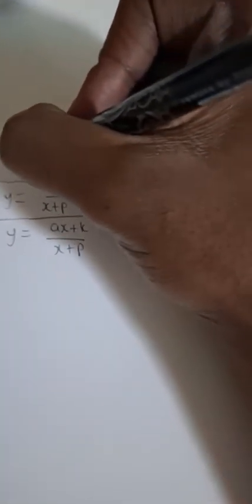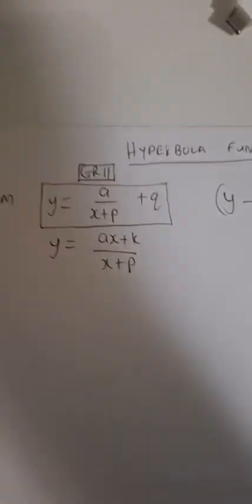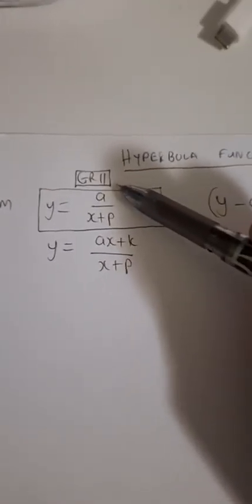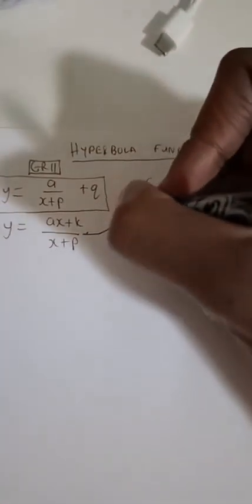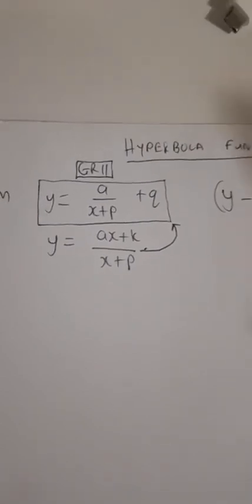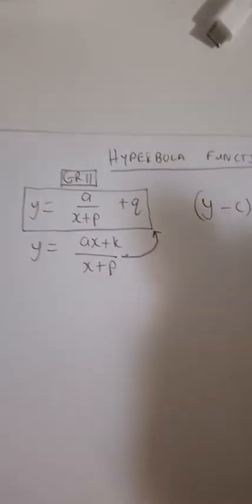Okay, but this here is the generally known form of a hyperbola function in grade 11. So for your hyperbola function in grade 11, the form y is equal to a over x plus p, plus q is the generally known form. But sometimes your hyperbola function can appear in the other form, and you may be required to convert this form to this one. Sometimes hyperbola functions are also referred to as rational functions. That's very important to note, just the term rational functions. That's just another name.